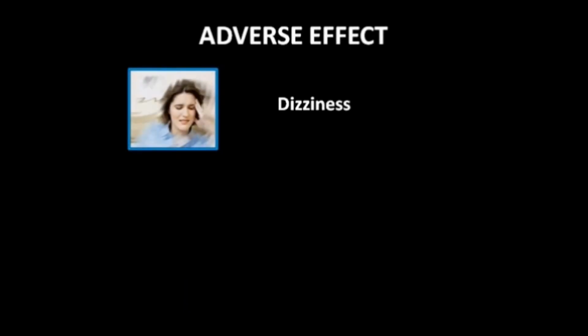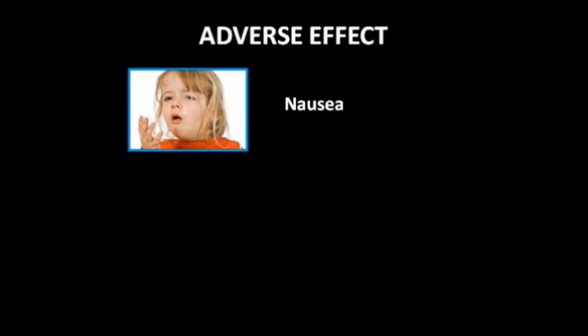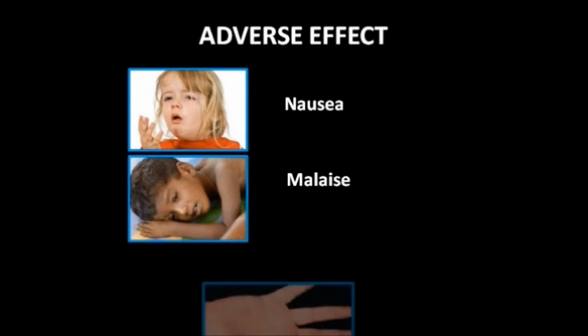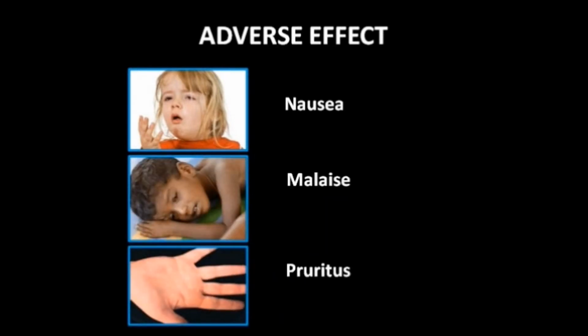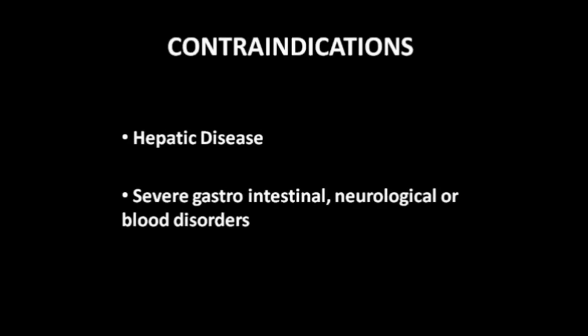Chloroquine is a relatively safer anti-malarial. At therapeutic doses, it may cause dizziness, headache, diplopia, nausea, malaise, and pruritus of palms, soles, and scalp. Chloroquine should be used with caution in patients with hepatic disease, severe gastrointestinal, neurological, or blood disorders. The drug should be discontinued in the event of such problems during therapy.